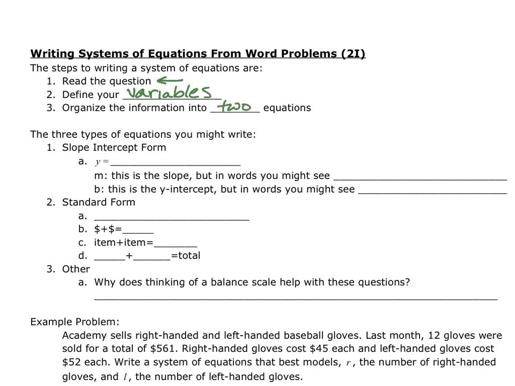Now, in Algebra 2, you might have 3 or 4 equations, but in Algebra 1, we're going to stick to having 2 equations each time. The 3 forms you may see, or you might write, is slope-intercept form, which is y equals mx plus b, where m is the slope, but in words you might see per, each, every, which means we're going to be multiplying that number by x, or by one of the variables.